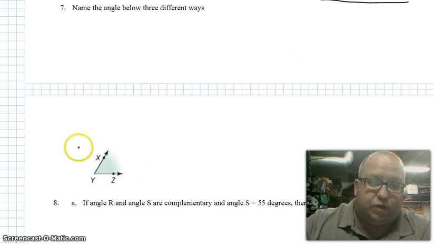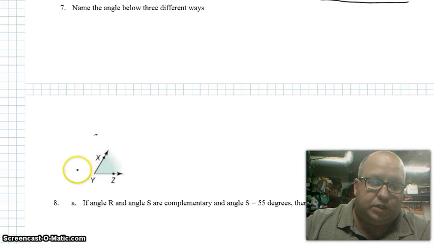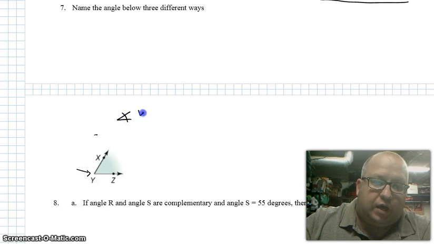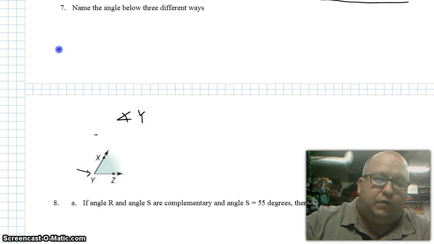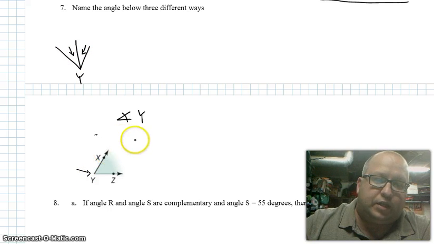Whoa, we got a lot of space for this one. Name this angle 3 different ways. Well, you can always name an angle based on its vertex as long as there's nothing else happening there. So we've got angle y. Now, when you've got multiple angles like this, then you can't use that one because I wouldn't know if you're talking about this one or this one. But when it's all by itself like that, angle y is a perfectly good name.